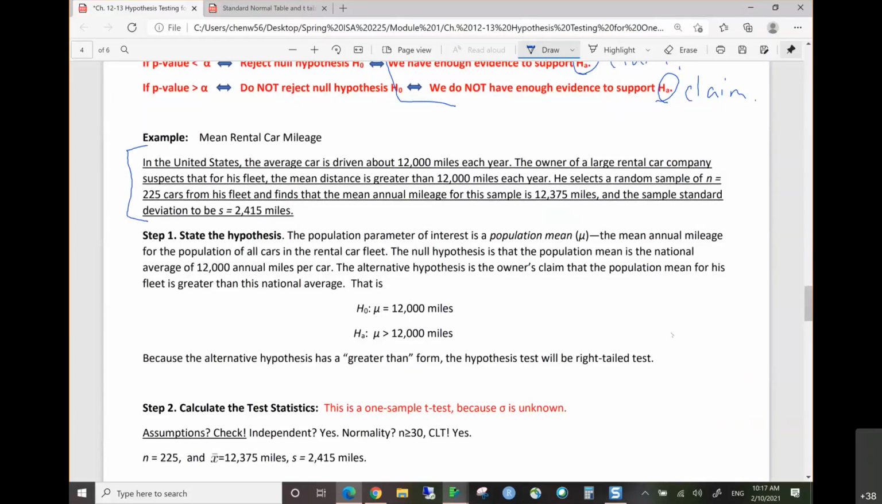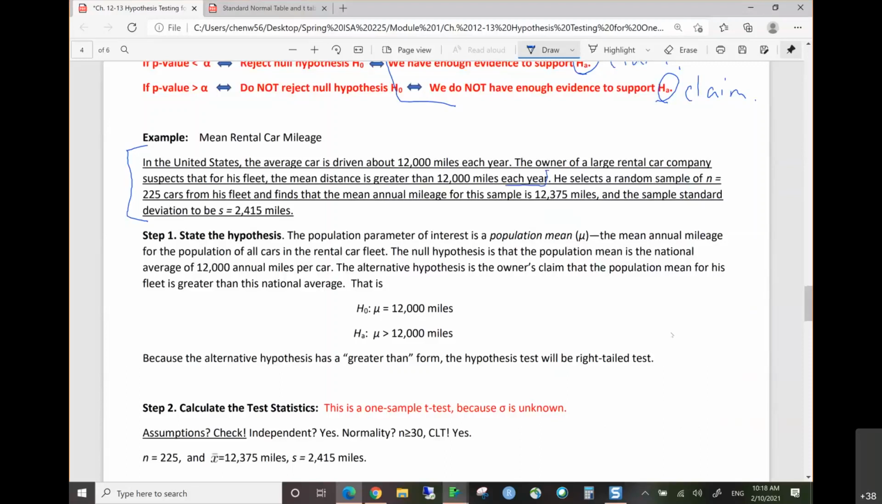Right, let's read it one sentence at a time. First, in the United States, the average car is driven about 12,000 miles each year, right? So this is the description about the population, right? Next, the owner of a large rental car company suspects that for his fleet, the mean distance is greater than 12,000 miles each year. Right. Until here, what can you get for the hypothesis test?